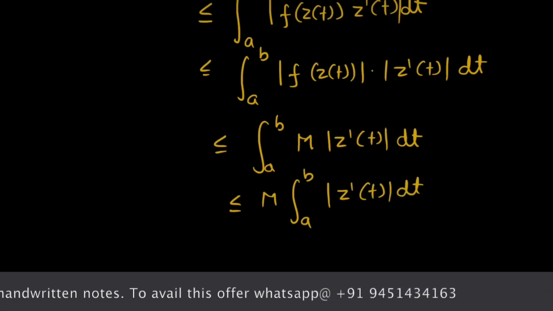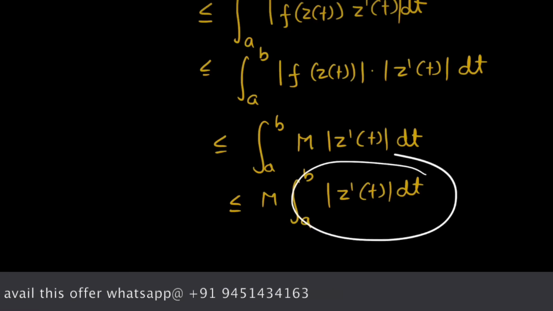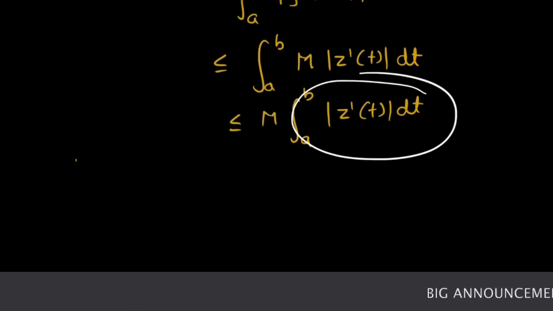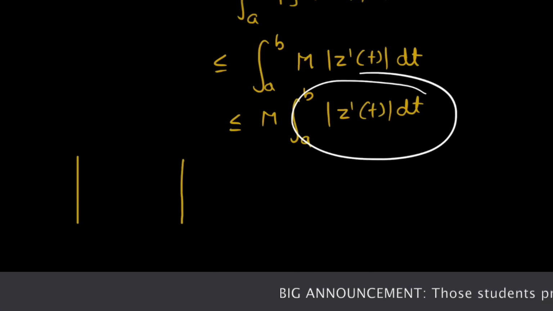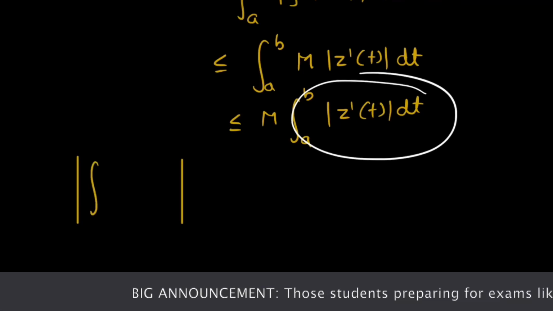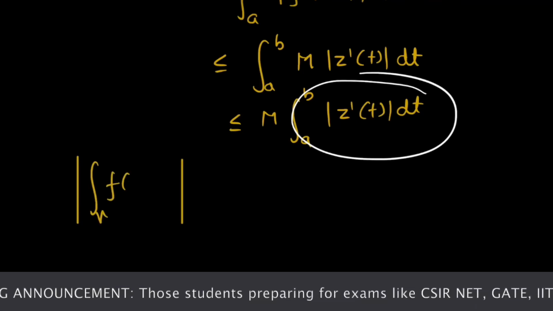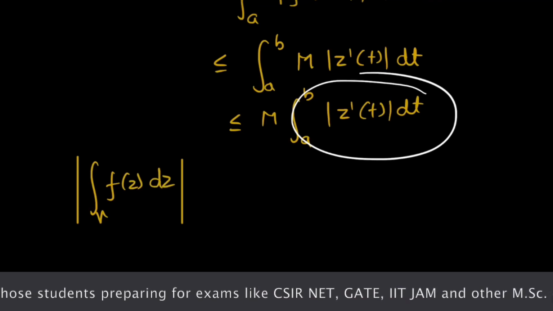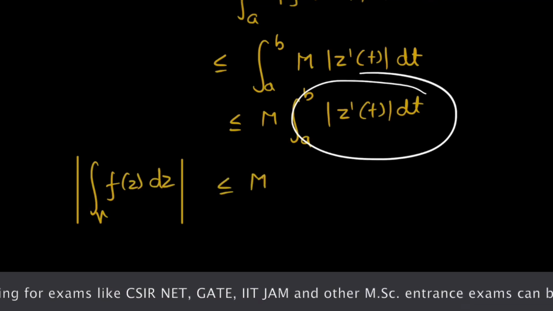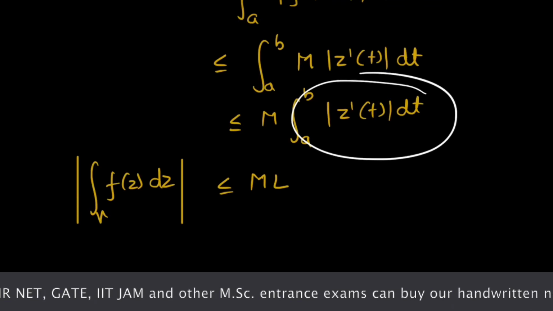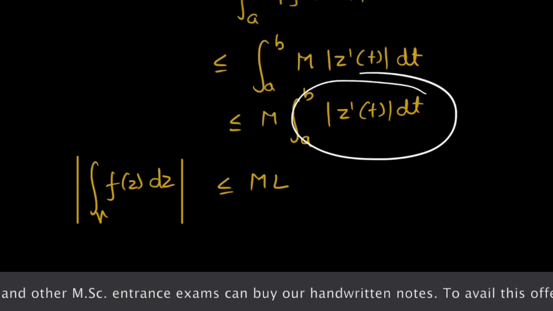And this integration represents the length of the contour gamma, so it will be L. So we'll have the modulus of the integral over gamma of f(z) dz less than or equal to M times L. So this is the proof of the ML inequality.